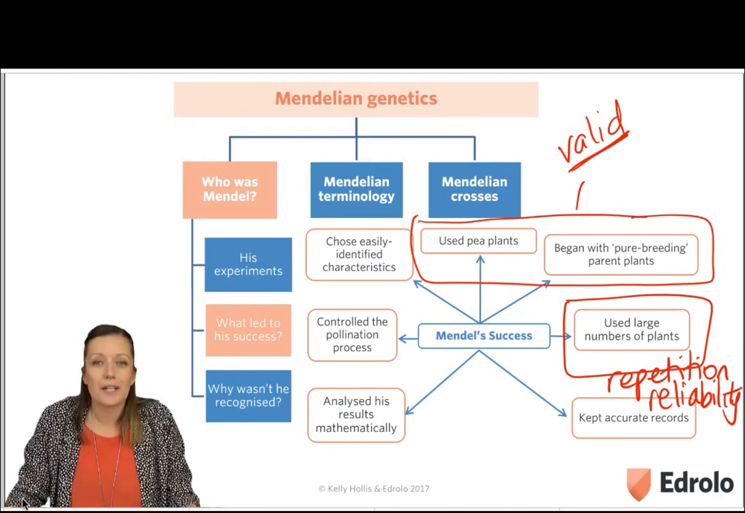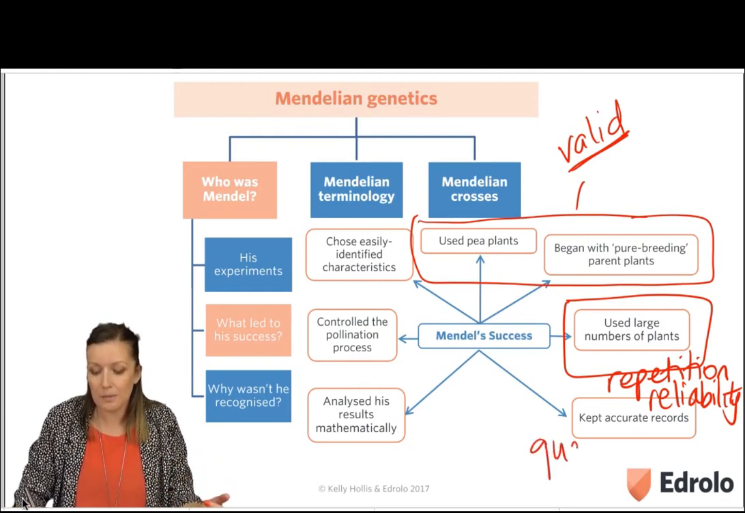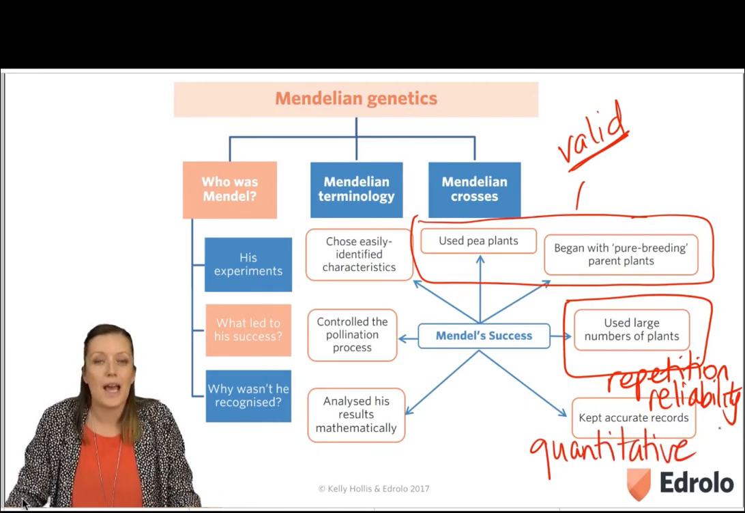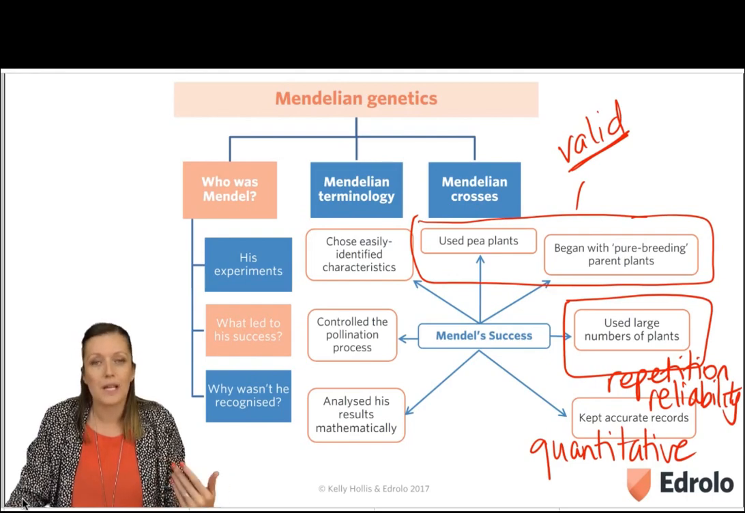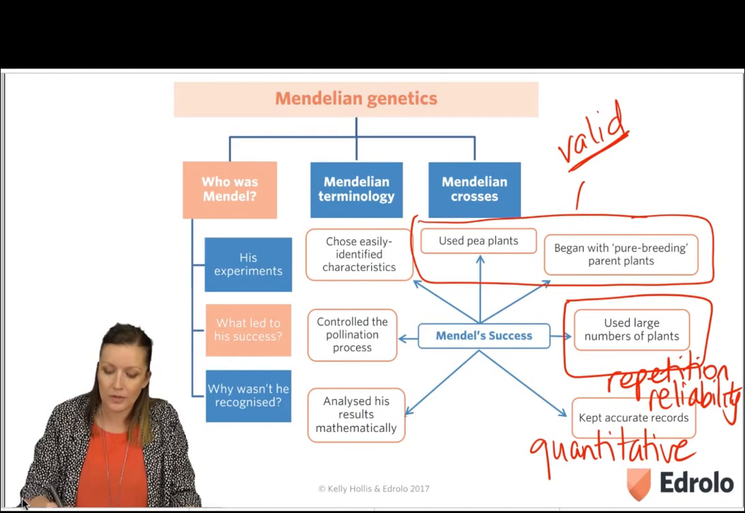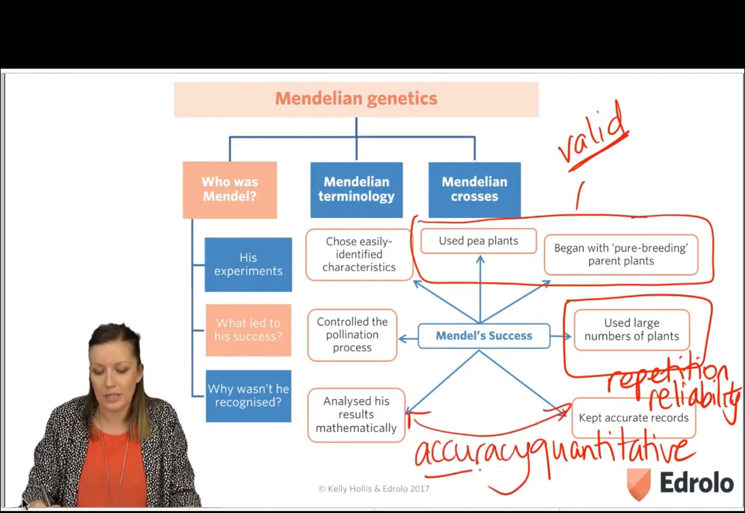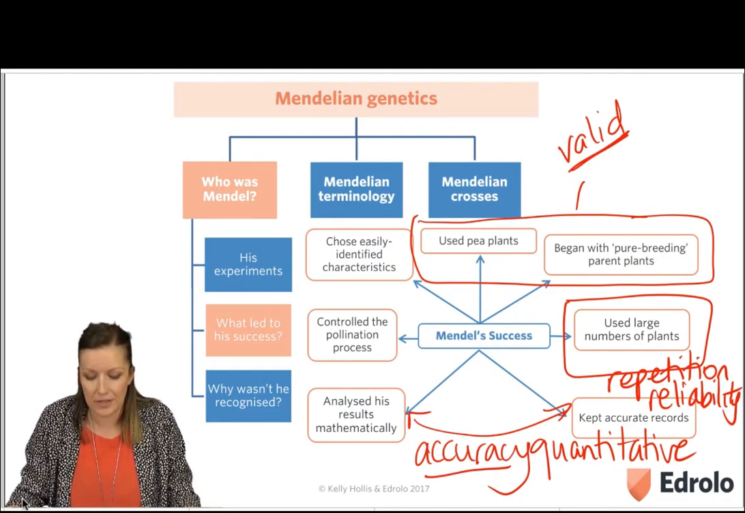He also kept very accurate records. So while he was carrying out all of these experiments, he kept thousands of journals that had all of his results. His quantitative data was kept in immaculate condition. And then he was able to analyze this mathematically, which was quite an important thing to be able to prove that through his work, he was able to show that these traits were passed on in a particular way. So these obviously here fit with accuracy, which again we know is important when it comes to a first-hand investigation.